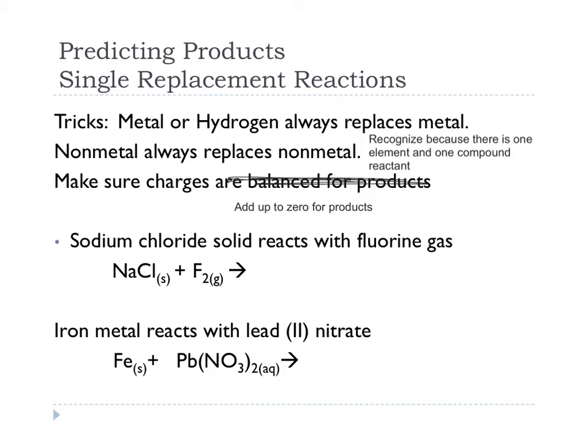And you'll notice I changed the wording on the note to say the charges add up to 0 for the products. So let's look at this first example. In the first example, we've got fluorine as our element by itself. Fluorine is a nonmetal. That means fluorine is going to take the place of the nonmetal that's in the compound. In our compound, sodium chloride, chlorine is our nonmetal. So those two are what's going to switch places. Chlorine and fluorine are going to trade.